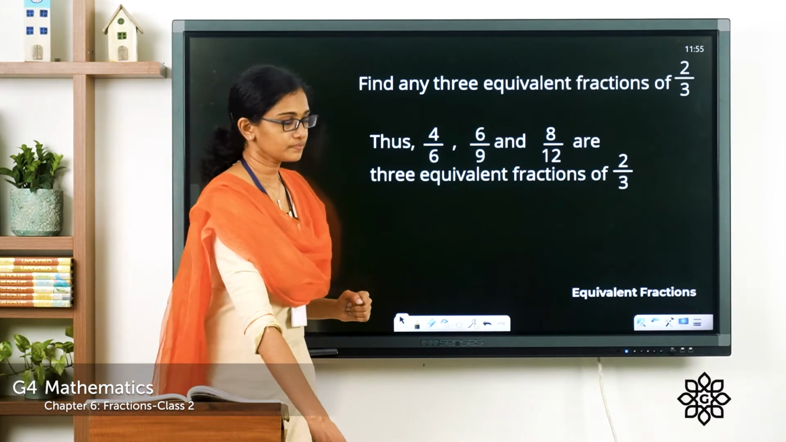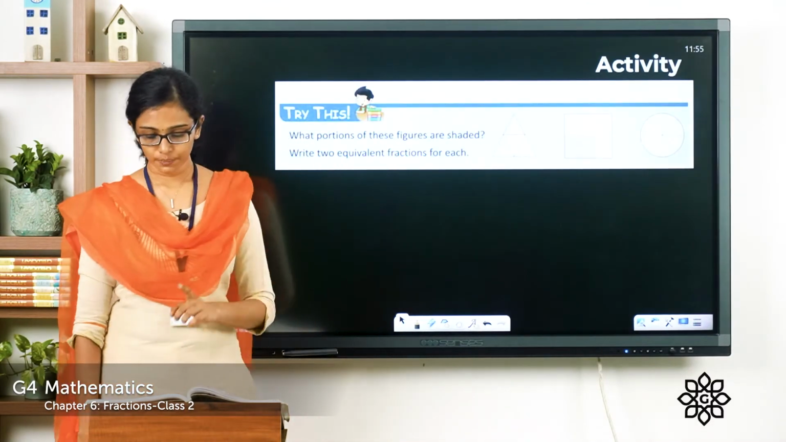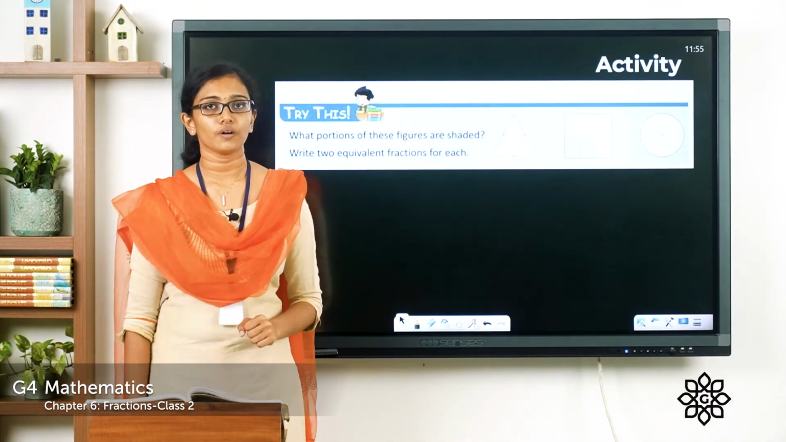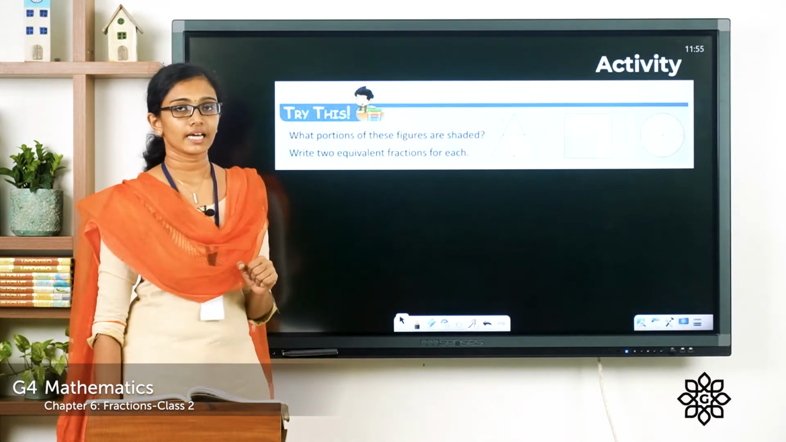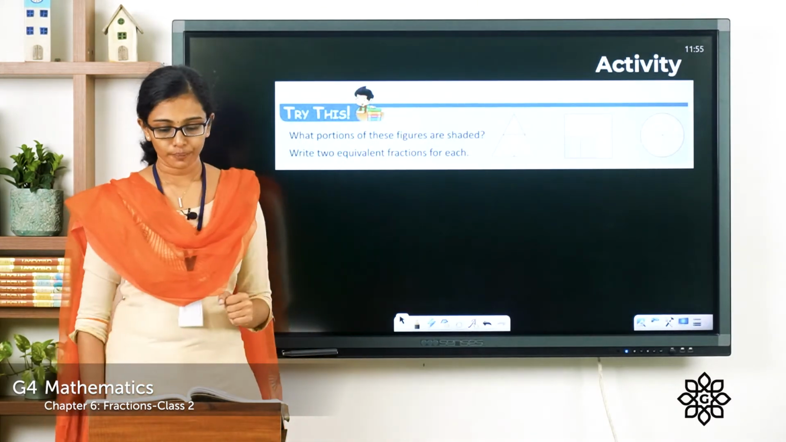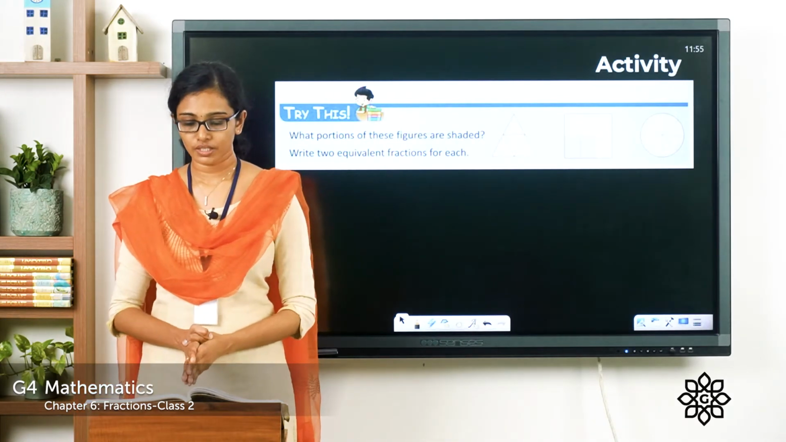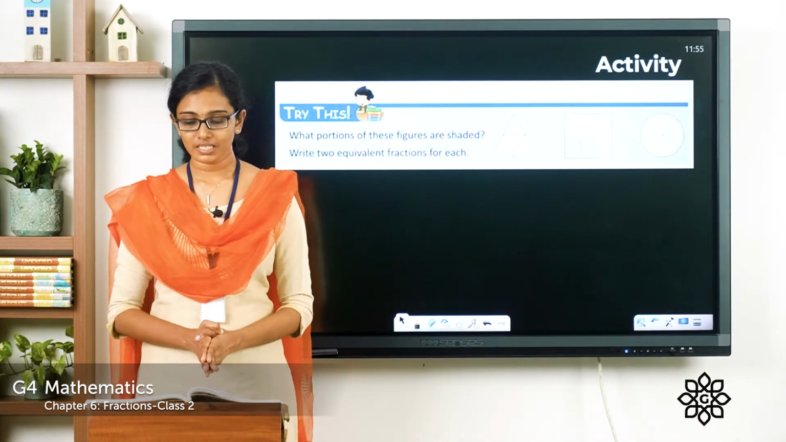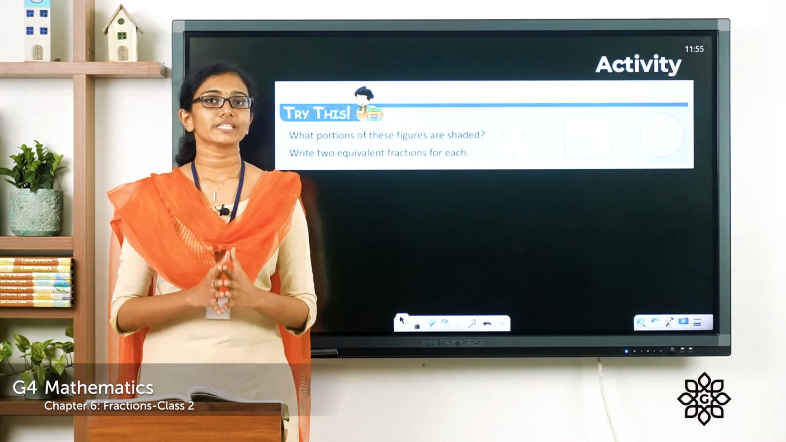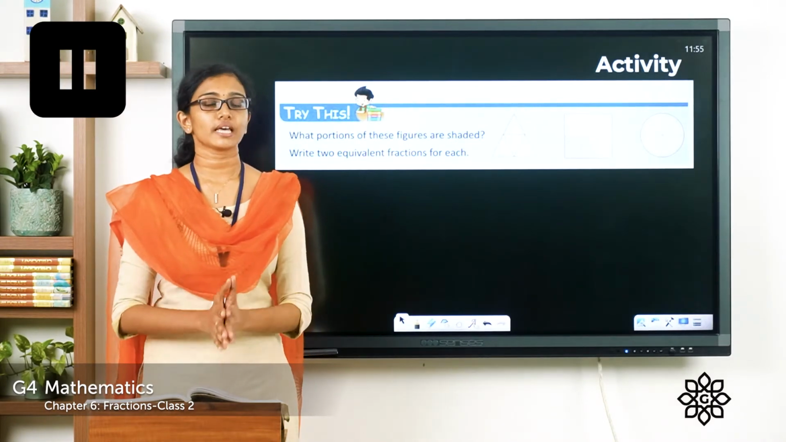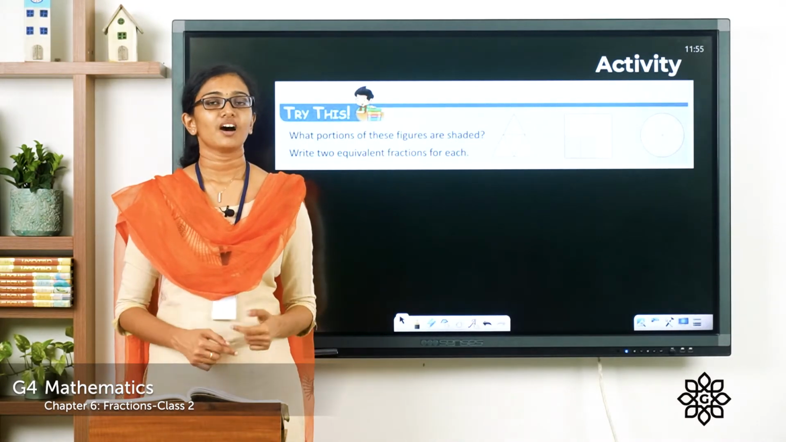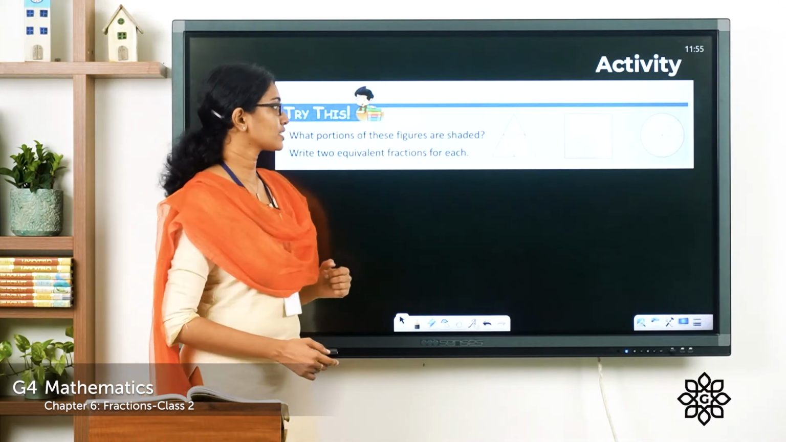Clear? Now, you can see this picture in page number 83 of your textbook. This is an exercise. Try this. What portions of these figures are shaded? Write two equivalent fractions for each. You can do this as an activity now. All of you please pause the video, finish this activity and come back. Hope you are done with that. Now let's discuss the question.